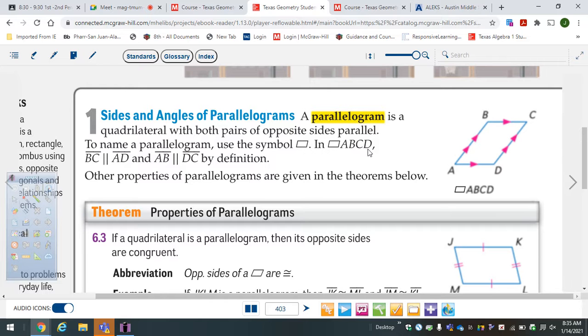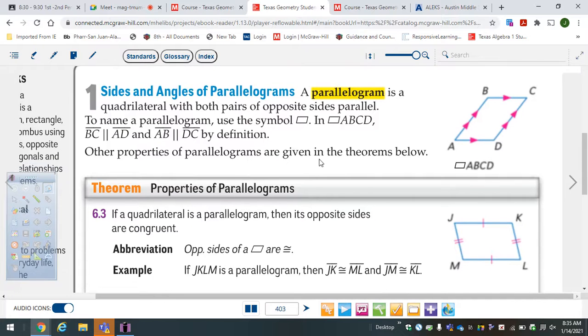So in the parallelogram ABCD, you have line segment BC parallel to line segment AB. So that one's parallel to that one. And that shows you, remember back in the old days, we had one arrow, and it was parallel to any other line segment that had one arrow. And same thing for these. Since these have two arrows, these are both parallel to each other. And AB is parallel to DC.